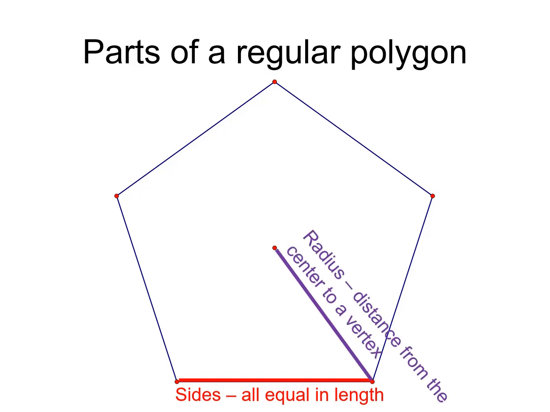If we're talking about a polygon inside of a circle, from the center to a vertex is the radius. If you had a polygon inscribed in a circle, so if you were to draw from the center of the polygon to a vertex or a given point on the polygon, that would be the radius of the circle that it's inscribed in. So we call that part of a polygon the radius.